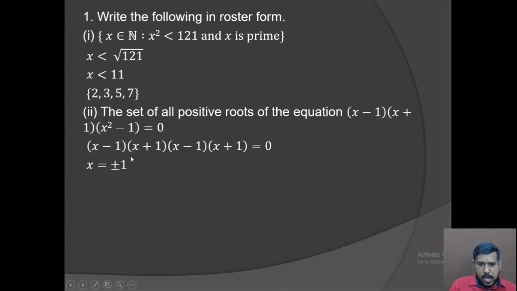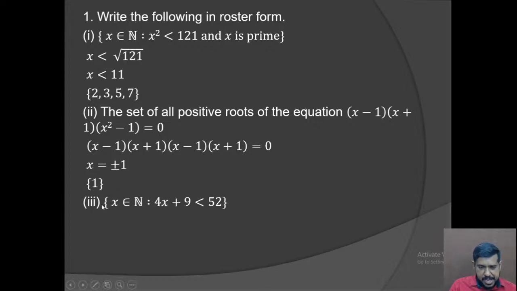Okay, right. Now we have to write it in the set. In the question it is given that they have asked for the set of all positive roots. So though we have the answer plus and minus, the condition given is positive roots. So minus 1 is a negative number, so we cannot take that. So we are taking only positive 1. So this set contains only one number, which is 1. You know that it is a singleton set.